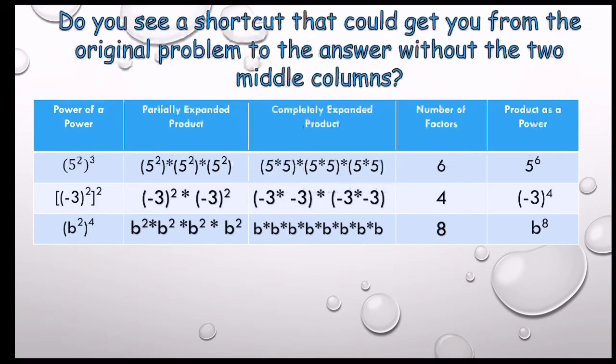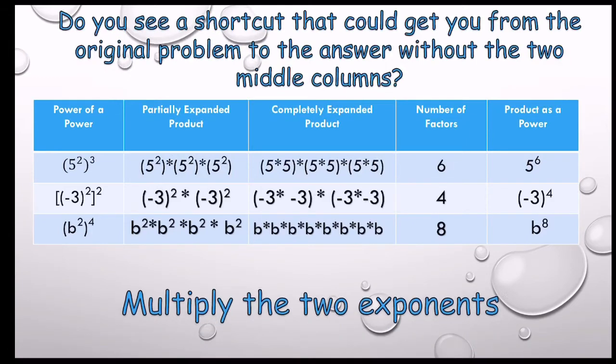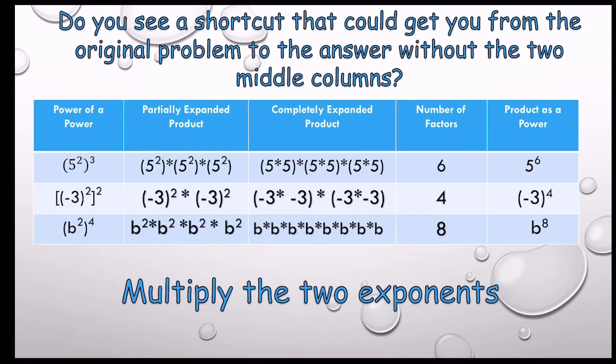So do you see a shortcut that could get you from the original problem to the answer without the middle columns? I hope you said multiply the exponents, not add. Okay? So product of powers is add. Power to a power is multiply.